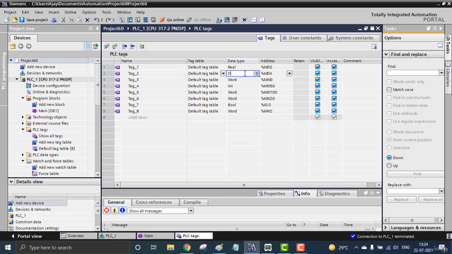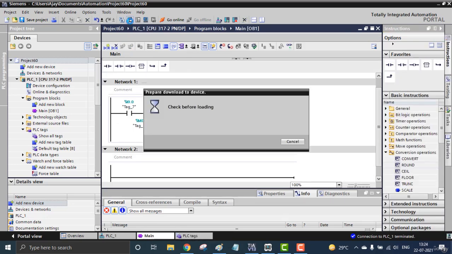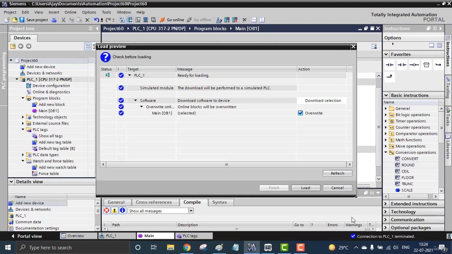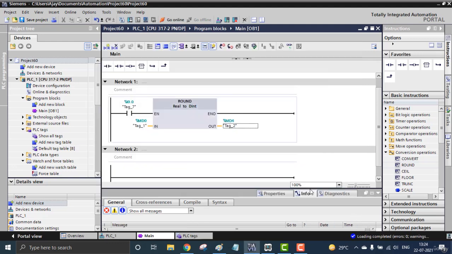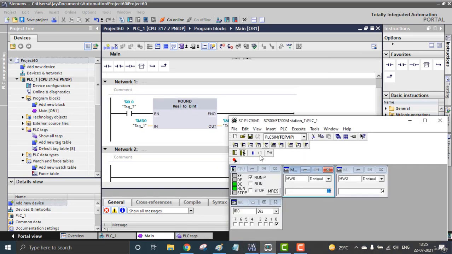So I can change it to double integer, DINT, and coming back to main, let's see how it is getting converted. Rounding means if we have a point value like 5.5 or above, we will get the value rounded as 6. That is a round off. Simply it's round off. So let's see.